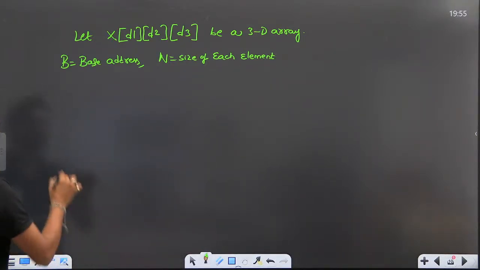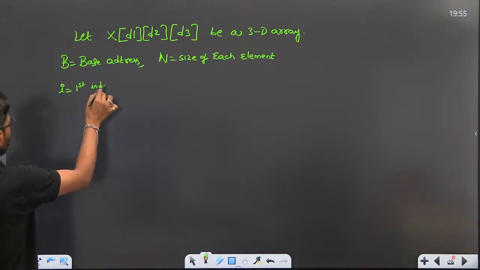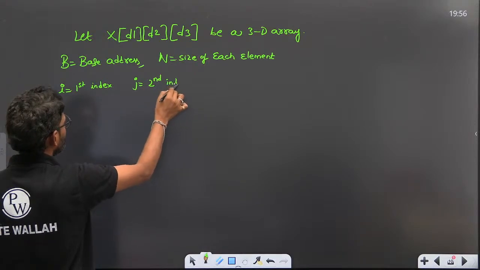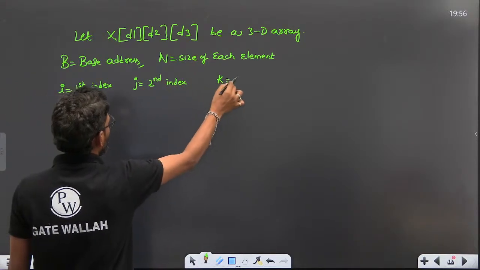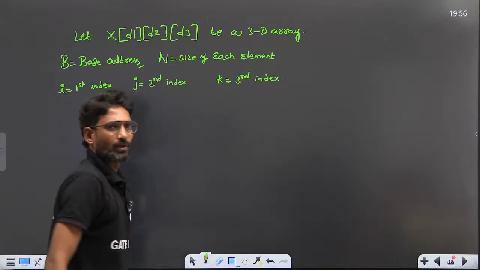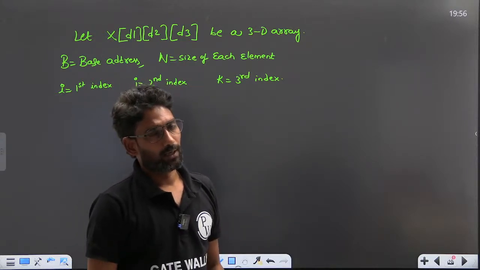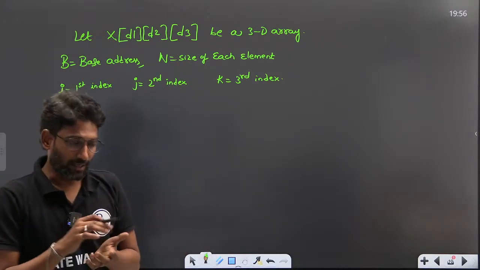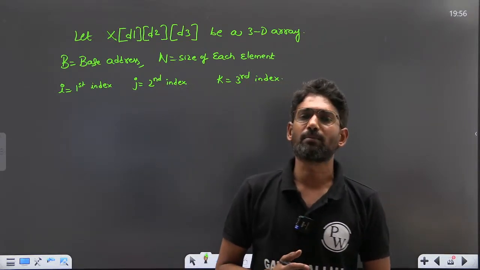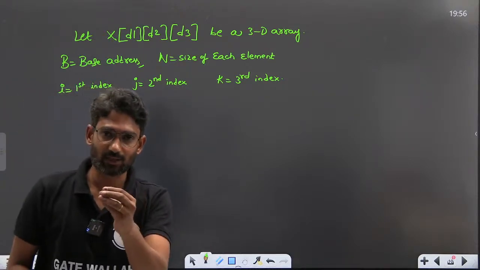And let i be the first index, j be the second index, k be the third index. Those are the indices whose address we want to find. And we know one thing. In arrays, default indexing starts from 0, but it is not mandatory, we can also start with some other index. We have that concept also.